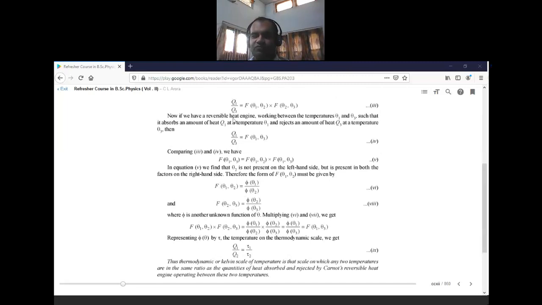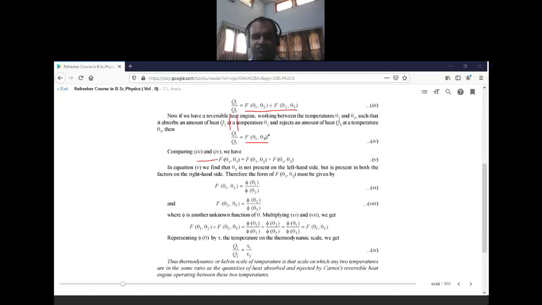We have the left hand side of both the equations being the same, so the right hand sides will also be equal, and Q1 by Q3 will be nothing but a function of theta 1 and theta 3. Therefore, from equations 3 and 4 we get that this quantity is equal to this quantity. Why? Because these two quantities are equal. So that is what is written now.